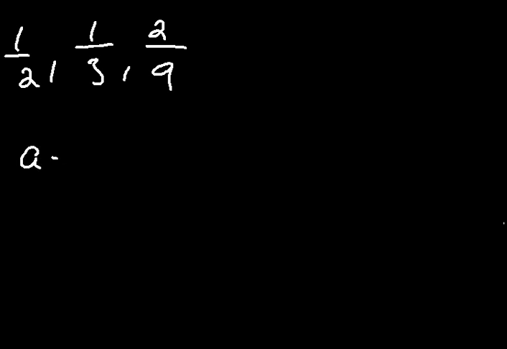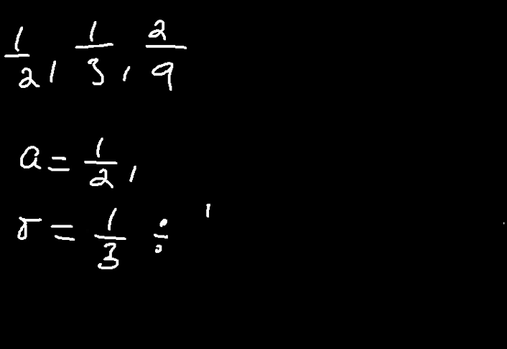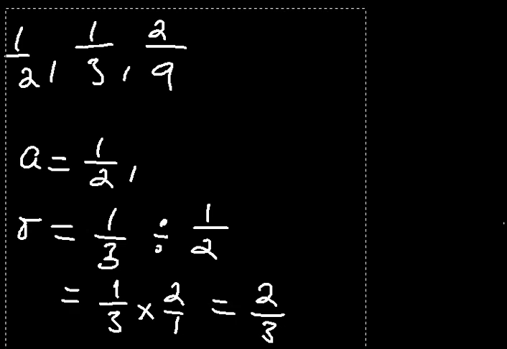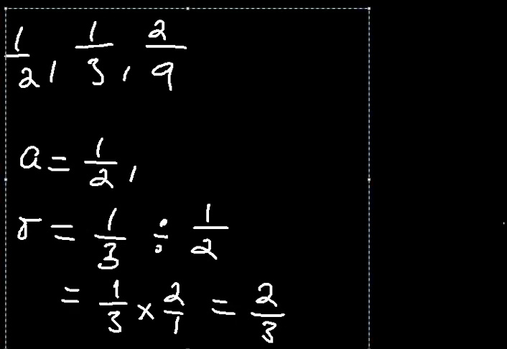So now the first term is given as 1 over 2, and the common ratio is given as 1 over 3 divided by 1 over 2, which is the same as 1 over 3 times 2 over 1, which is the same as 2 over 3. So that's the common ratio for this series. You should have to know.